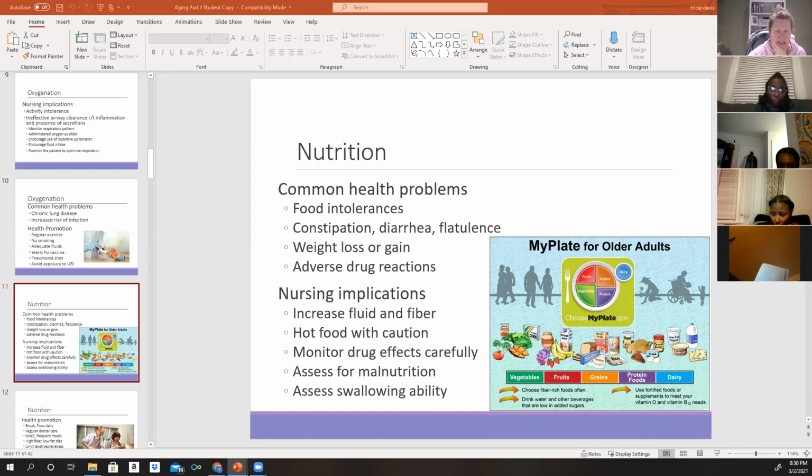So some of the nursing things that we want to do to help these patients, we want to increase their fluid and their fiber because we want to make sure that they're not constipated. We're getting that good peristalsis. Intake and fluid will help with that.